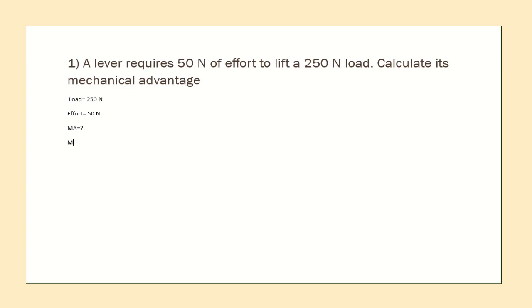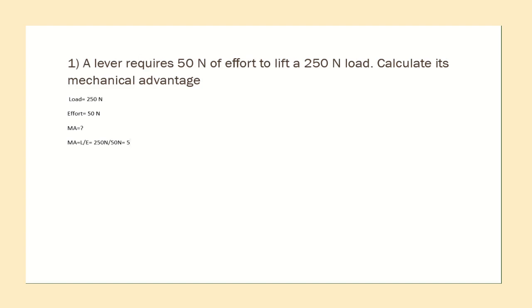So what is the formula that links mechanical advantage to load and effort? From our lecture, we know that mechanical advantage is equal to load divided by the effort. So it will be equal to 250 newtons divided by 50 newtons. So you will get an answer which is equal to 5. It has no unit because mechanical advantage has no unit. Okay, if that's understood, let's go to the next question.